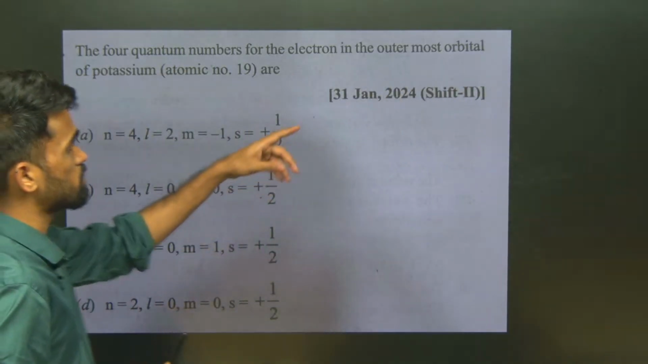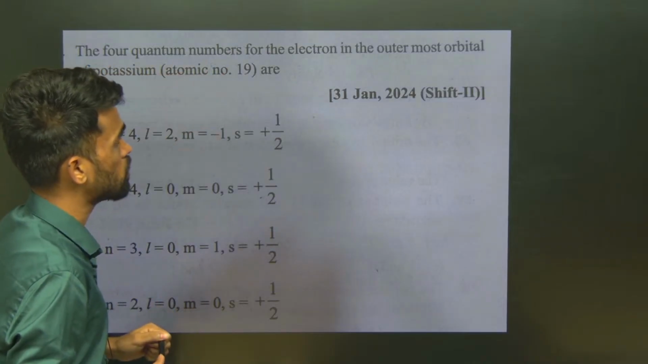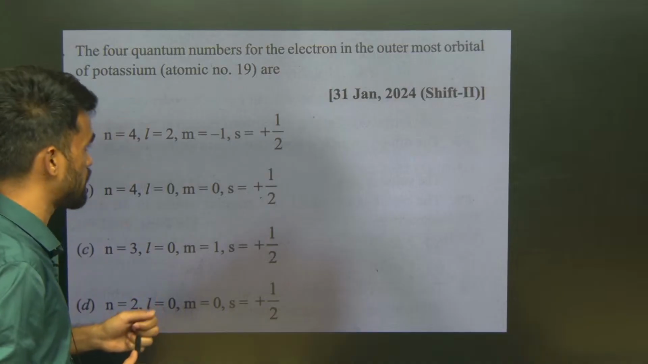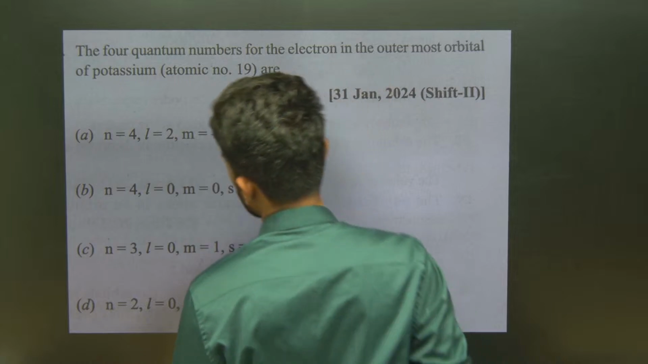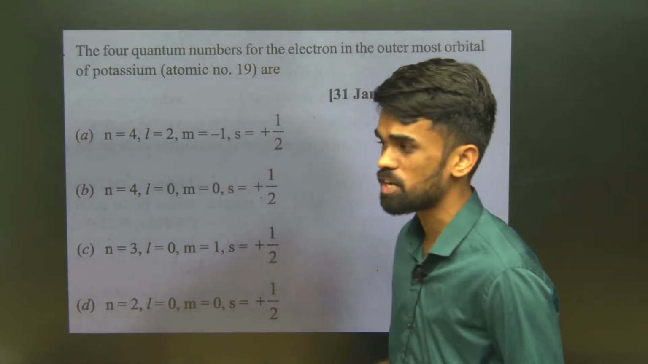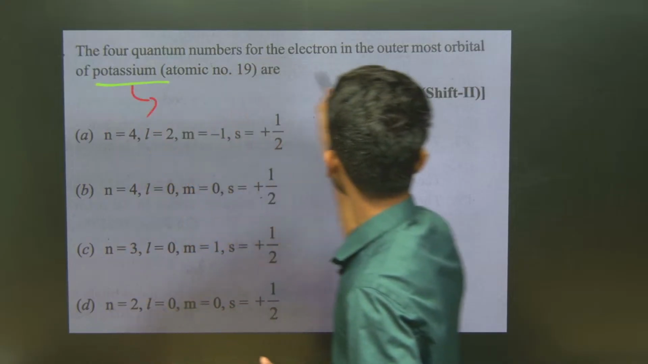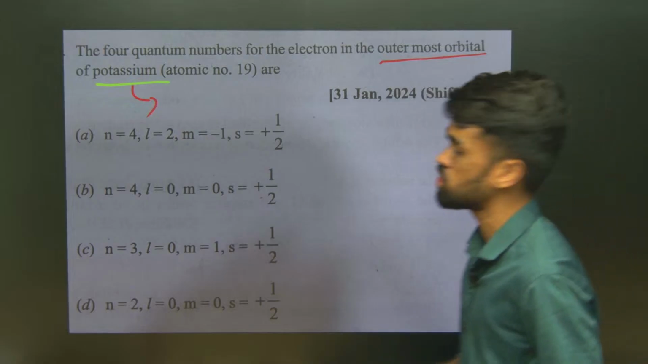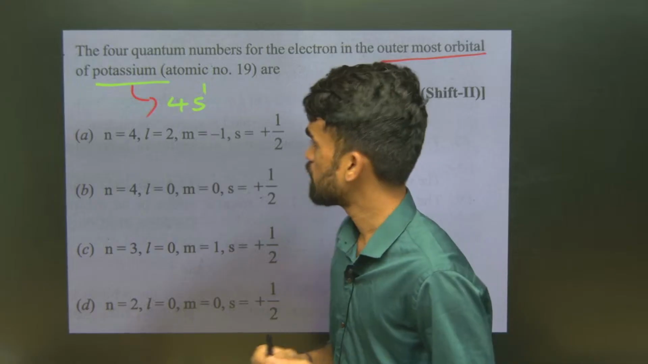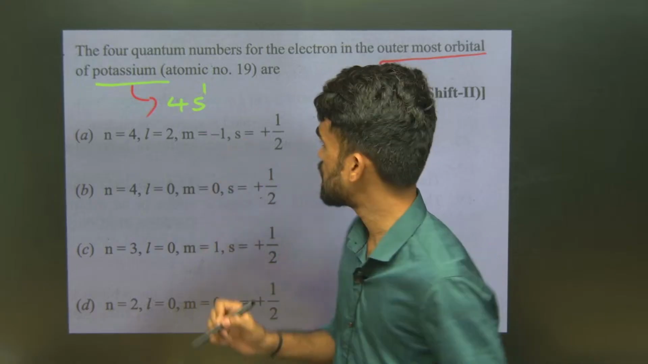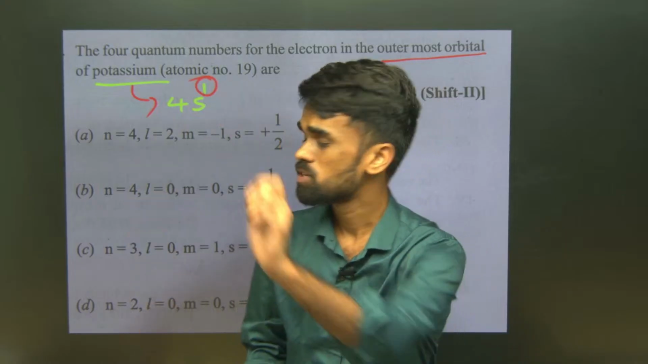See, we have a question from JEE 2024. The question says, the four quantum numbers for the electron in the outermost orbital of potassium is R. So how do we identify this? You can write the electronic configuration of potassium. They are saying the outermost orbital of potassium, so what is it? 4s1. It means we need to give the quantum numbers associated with this last electron, this 4s1 electron.